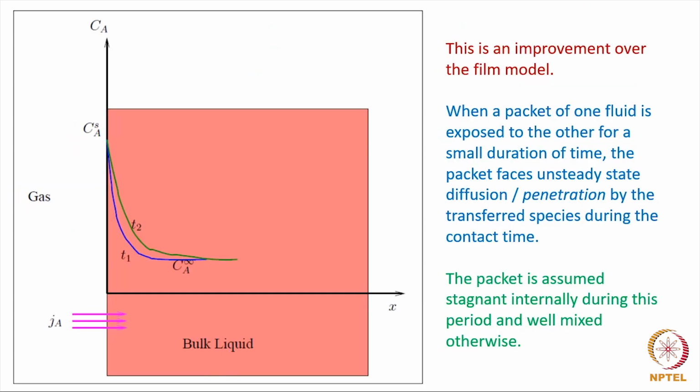So the description is as follows. When a packet of one fluid is exposed to another fluid, so that is liquid and gas for example, then for a small duration of time the packet of liquid faces unsteady state diffusion, which means that the solute is going to be penetrating into the liquid packet during that contact time. And we already know that for unsteady state diffusion we have composition profiles already evaluated using the error function. So that is the intention of talking about this small amount of contact time.